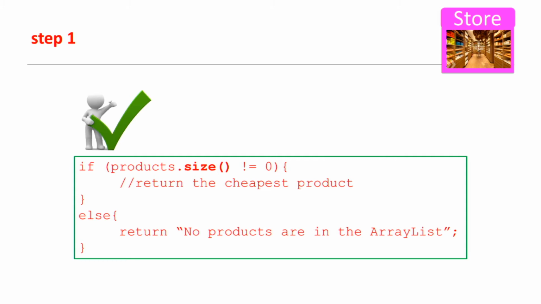We're saying if products, which is the name of our array list, dot size, which returns how many elements are in there, if that does not equal 0, then we can do the if statement. Else, we're returning no products are in the array list. So the key to this is looking at our array list, and we have a method that tells us how many elements are in it, and that's the size method. So that's part 1 solved.